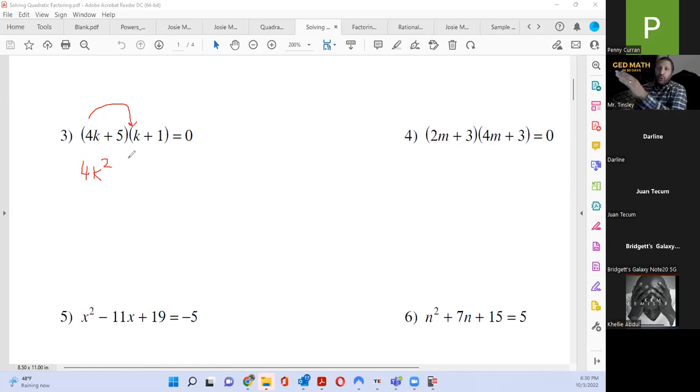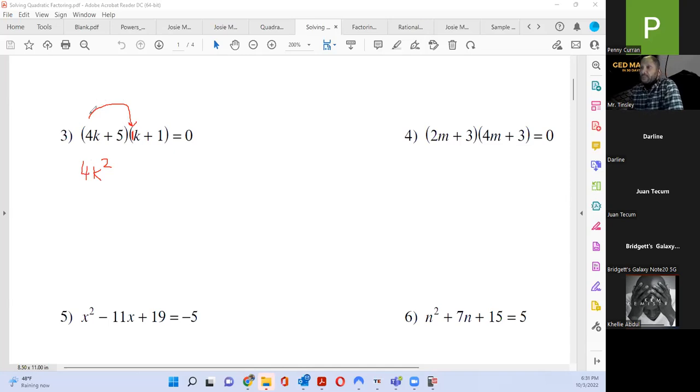Four K to the second power. I'm sorry, yeah. That's all right. What you're actually doing is, remember, the coefficient in front of that K is a 1. So 4 times 1 gives you your 4. And then K times K is K squared. Right. Okay. Now, what are we going to do next?